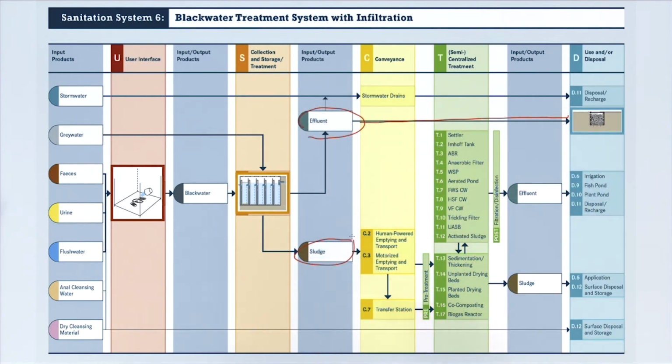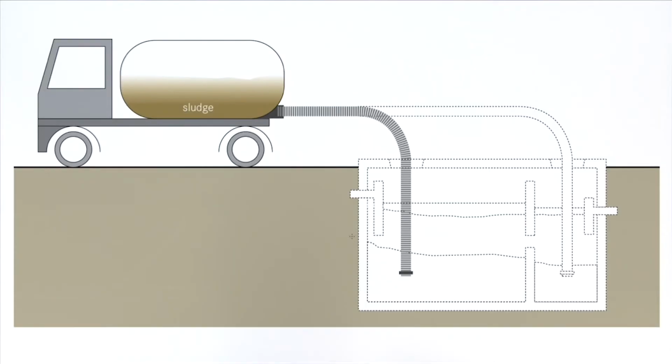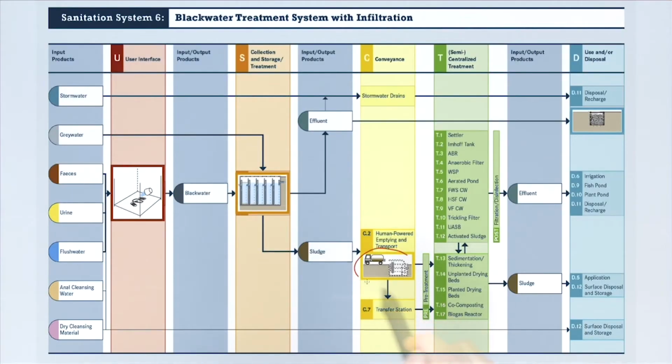Now we need to deal with the sludge. The sludge that accumulates into the ABR will need to be emptied periodically. So let's assume that we are working in an area that has emptying businesses that own and operate pump trucks to suck out and transport the accumulated sludge. Here's our truck. It's come along and it's emptying this layer of sludge from our ABR. The truck will now need to transport it.